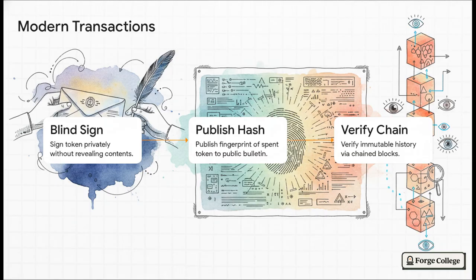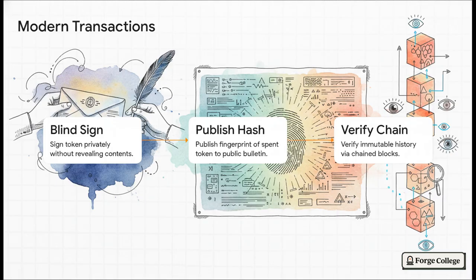Step 1, we still use that blind signature to get a valid private token. But step 2 is where the magic really happens. Instead of relying on a central bank to check for duplicates, we publish a cryptographic hash. Think of it like a unique digital fingerprint of the spent token straight to a public bulletin board.